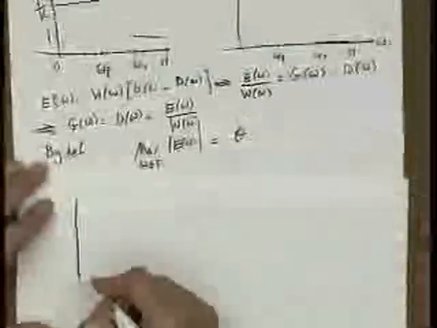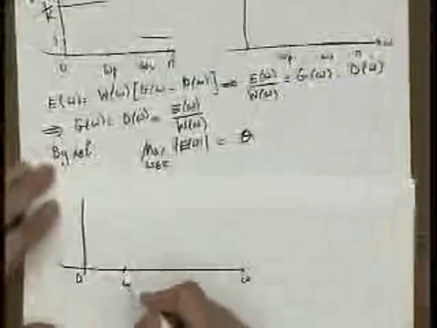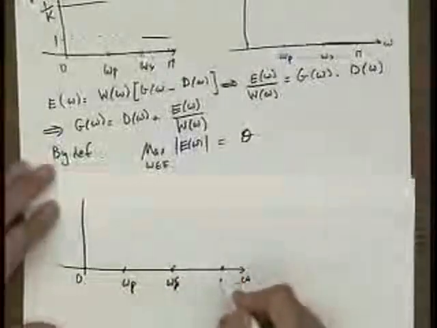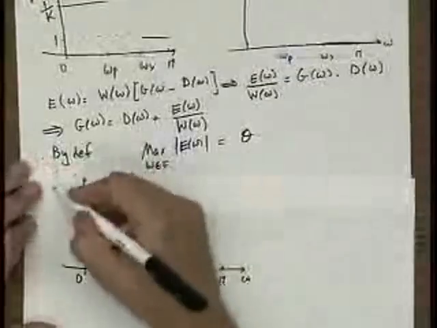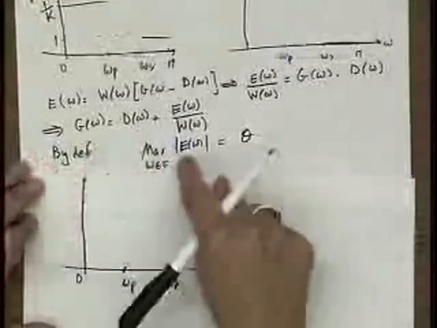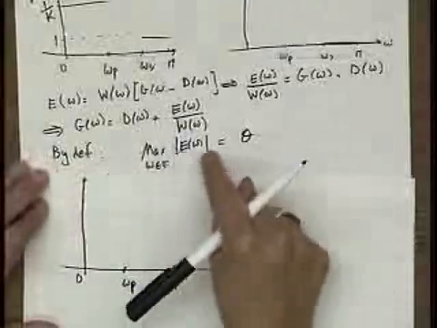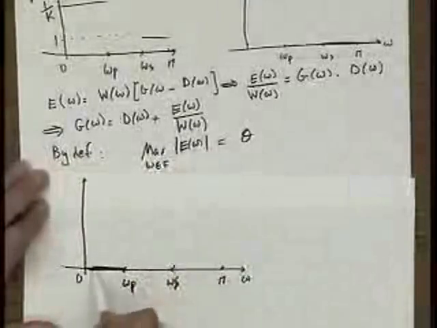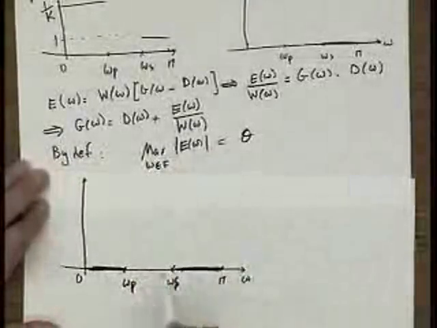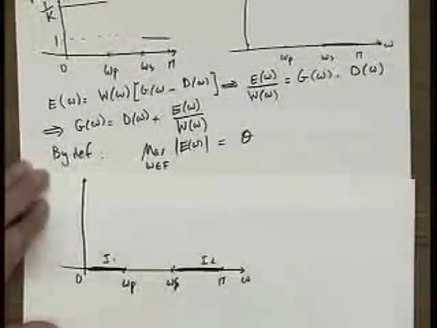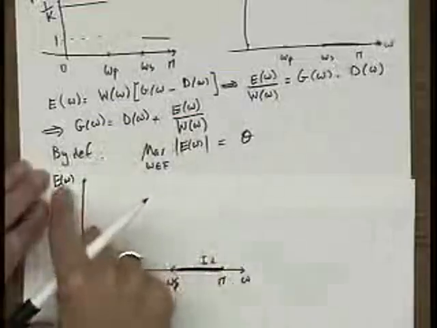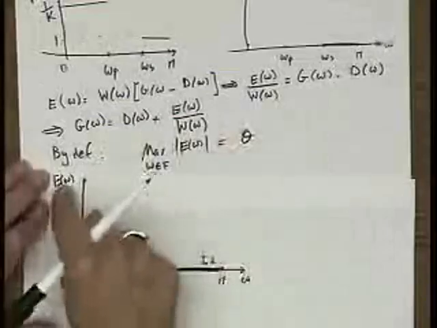As a function of omega, 0, omega p, omega s, and then omega s to pi, if I were to plot the absolute value of E of omega, we only care about the range F, and F is the union of this region and that region. It's the union of I1 and I2. And this is E of omega.